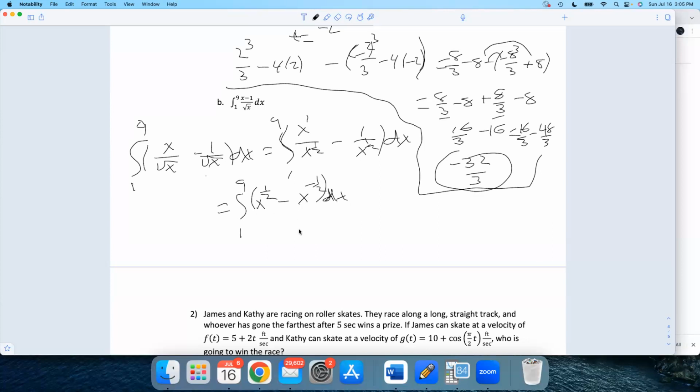All right, now let's do the antiderivative. We're using power rule here. We're going to raise that exponent up by 1, x to the 3/2, and divide by the new exponent. So 1/2 plus 1 is 3/2, dividing by the new exponent. Minus just comes along for the ride. Negative 1/2 plus 1 would be positive 1/2, dividing by the new exponent, evaluated from 1 to 9.